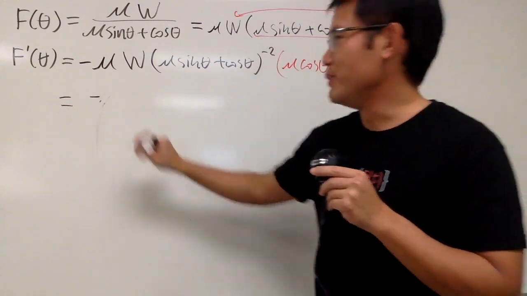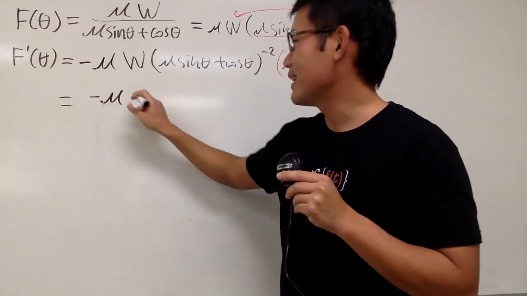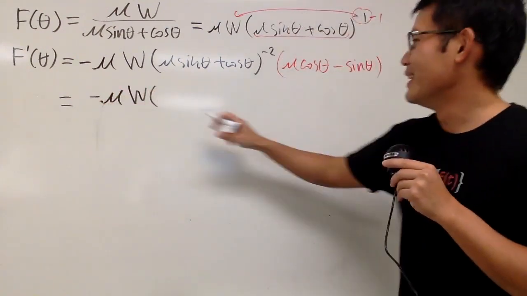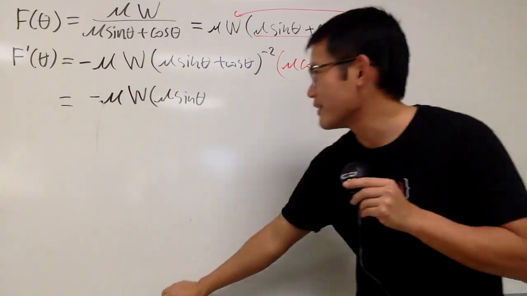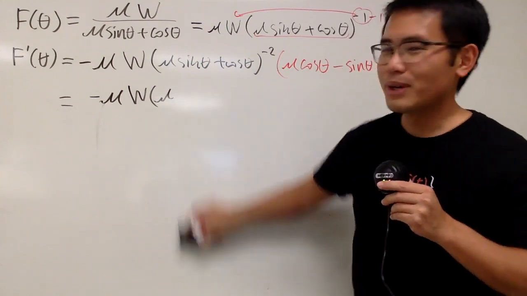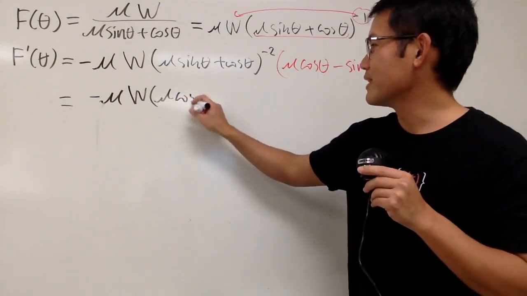Yeah, I don't know how to write mu. I did this in physics a long time ago, but anyway. Times mu times sine theta, sorry, cosine theta. Man, this is what happens if I laugh too much and make mistakes.